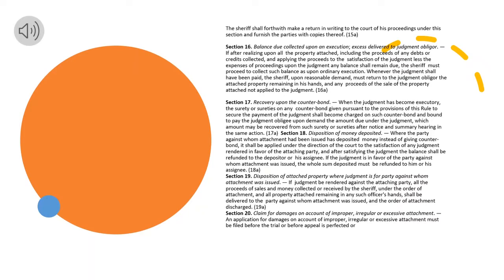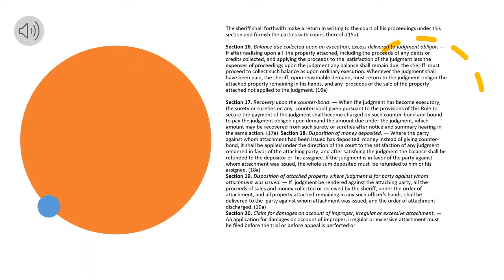17a. Section 18. Disposition of money deposited. Where the party against whom attachment had been issued has deposited money instead of giving counterbond, it shall be applied under the direction of the court to the satisfaction of any judgment rendered in favor of the attaching party, and after satisfying the judgment the balance shall be refunded to the depositor or his assignee. If the judgment is in favor of the party against whom attachment was issued, the whole sum deposited must be refunded to him or his assignee.